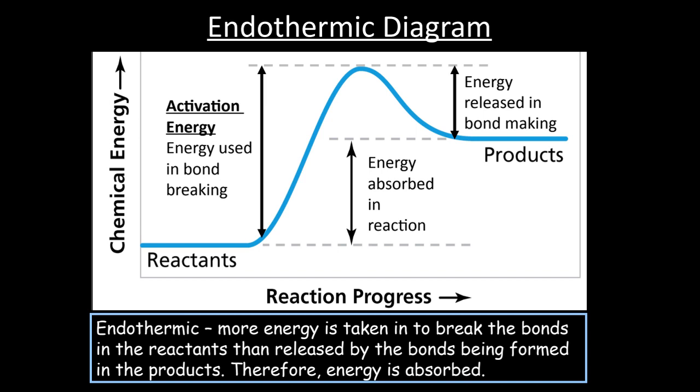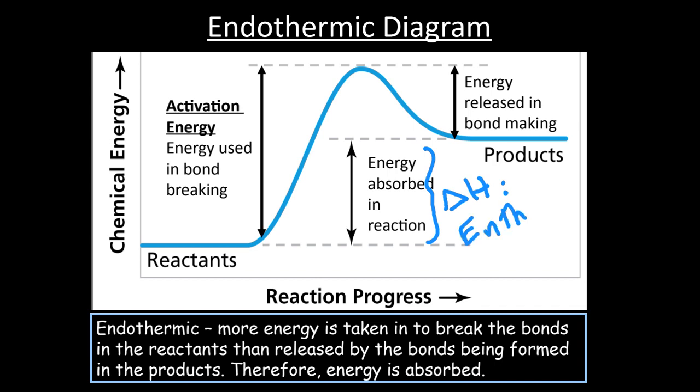So in an endothermic reaction, more energy is taken in to break the bonds in the reactants than is released by the bonds being formed in the product. Therefore, the energy is absorbed. Here, the amount of energy absorbed is called the change of energy, delta H. We will use a term other than heat, because here the energy is released in the form of heat. We will call it enthalpy.